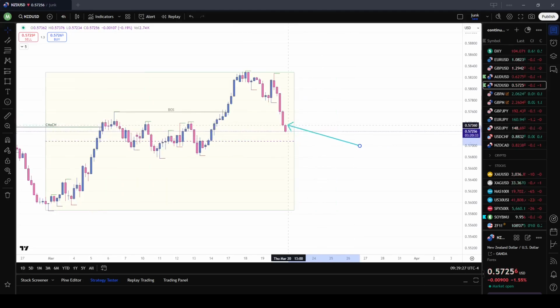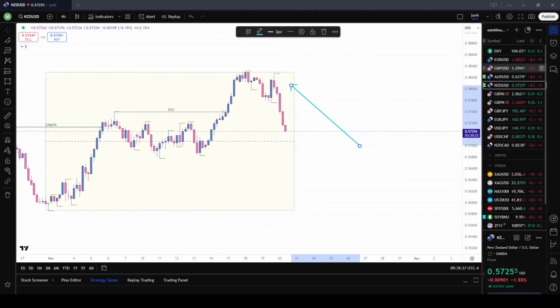We'll be looking for any type of buys if it does reverse here and does show any strong buyers stepping in, even down here, even if it does go into discount. We'll be looking to continue to take a buy because the swing structure is still bullish.